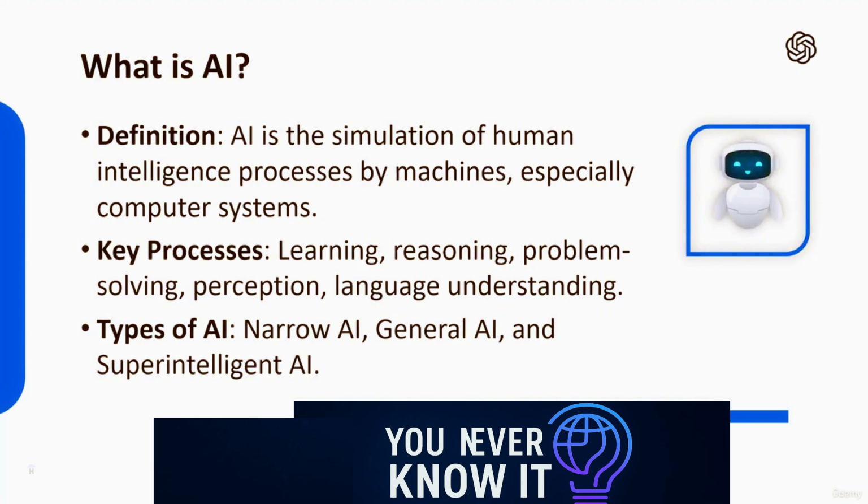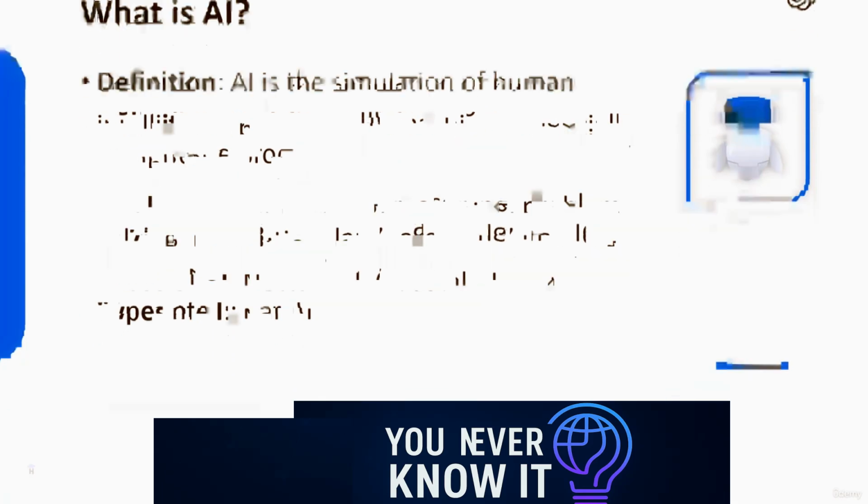So what are the key processes in AI? Learning, reasoning, problem solving, perception, and language understanding. These are the key processes for artificial intelligence. Types of AI: narrow AI, general AI, and super intelligent AI. These are all different artificial intelligence tools which are created in the industry.